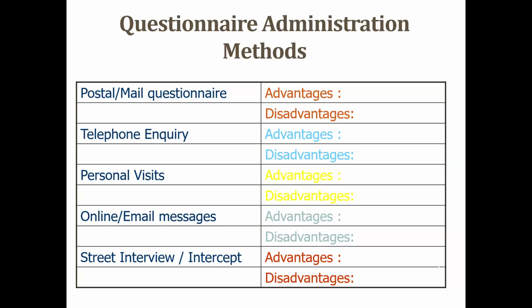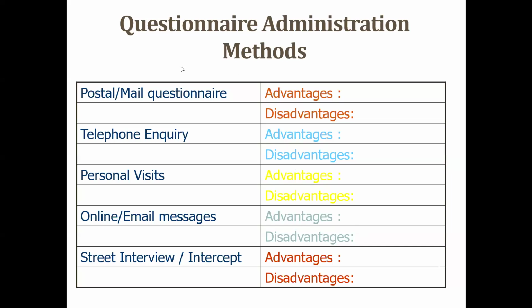You need to have the addresses of your target respondents. You need to have a database of that so that you can do that. So in a study where you don't have, or you can't possibly get the postal addresses of your respondents, it means postal approach is out. Okay.